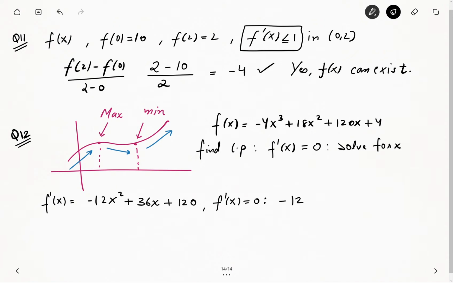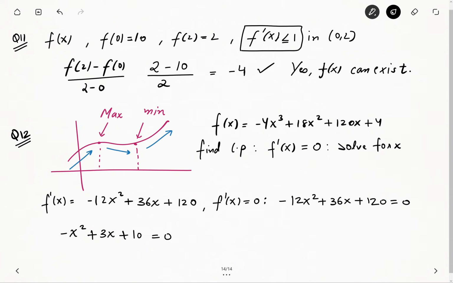So negative 12x squared plus 36x plus 120 must be equal to 0. You can factor out 12 from this. So you get negative x squared plus 3x plus 10, which must be equal to 0.